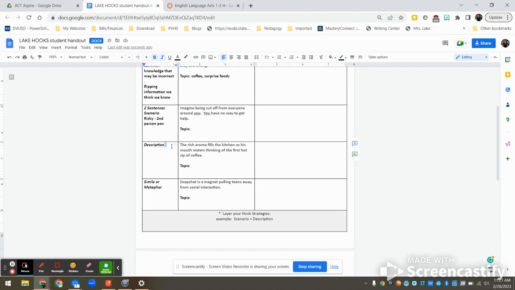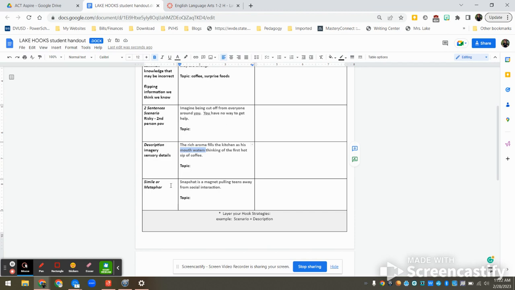Now, this next one is description. What they do in description that is really important is they use lots of imagery and sensory details, things to really engage the reader. So this is the example they've given. The rich aroma fills the kitchen as his mouth waters, thinking of the first hot sip of coffee. So again, come up with some different examples of what this topic might be about. We have these different sensory details like rich aroma, that his mouth is watering, things like that.